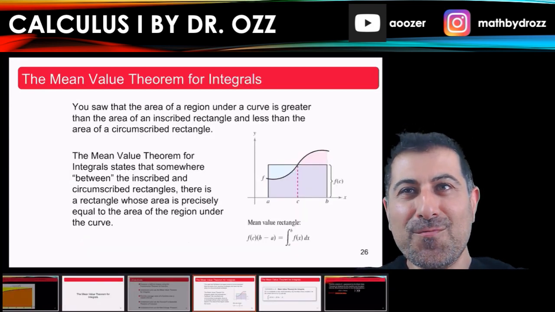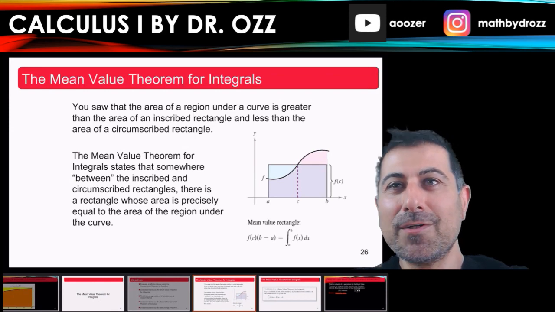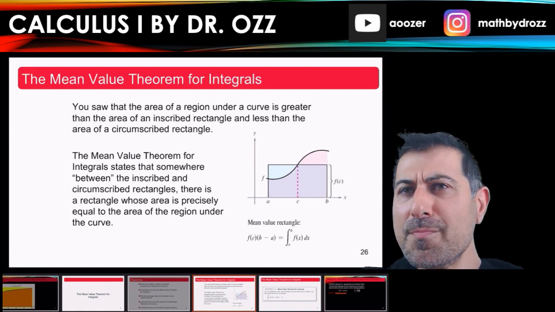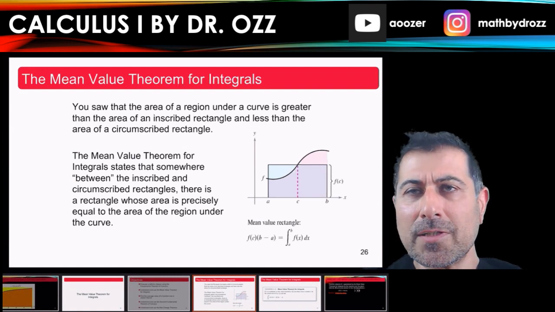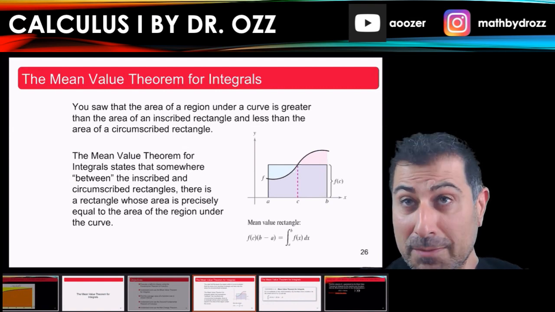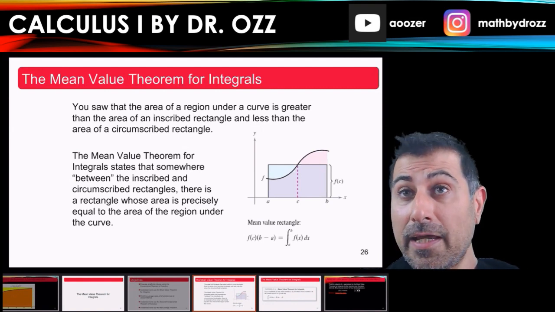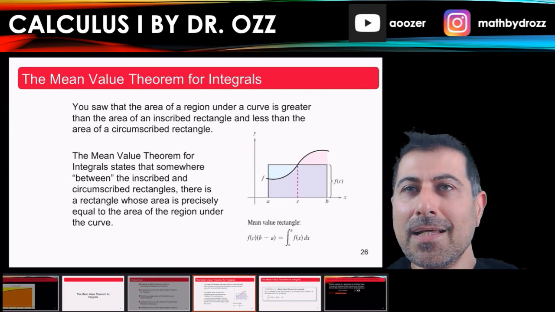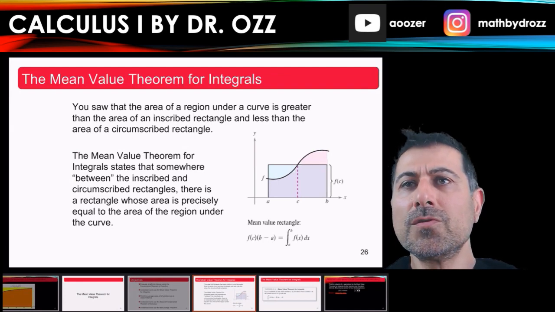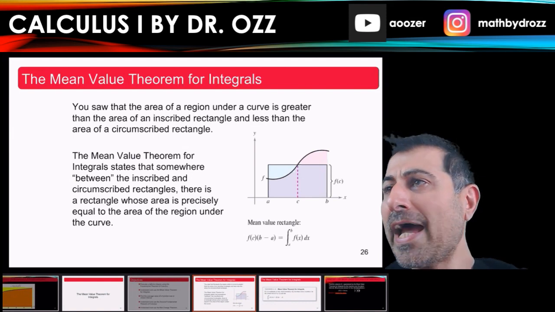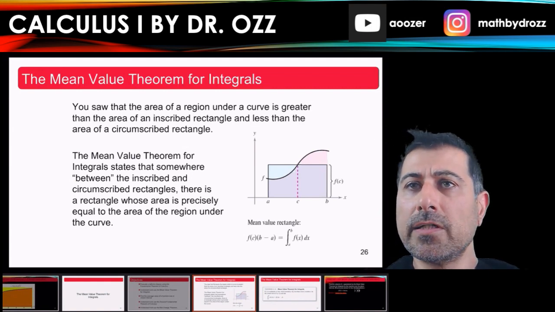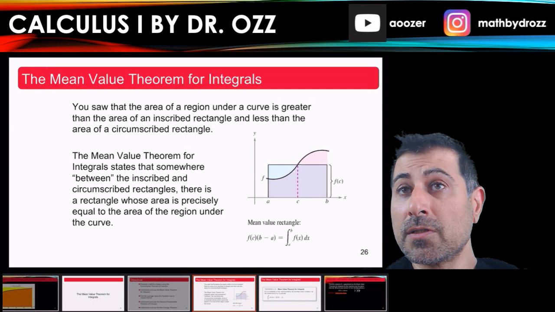Before we jump into the description of the mean value theorem, I want you to think about the area between a curve and the x-axis. Remember that we used inscribed and circumscribed rectangles to approximate the area by a finite number of rectangles, and then eventually we passed to the limit to find the actual area between the curve and the x-axis. One observation was that if you use inscribed rectangles, the actual area is always bigger. And if you use circumscribed rectangles, the actual area is smaller than the sum of those circumscribed rectangles.